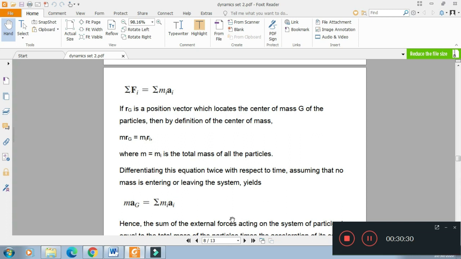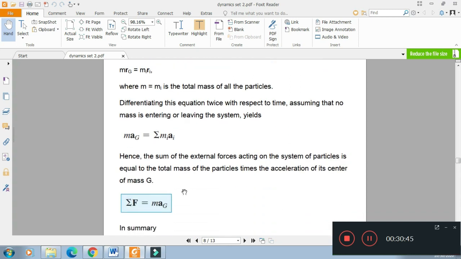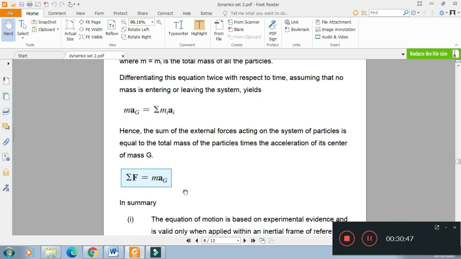In a similar manner, we can write mAg equal to summation mi ai. So we can write the equation of motion in terms of the acceleration of the center of mass. So summation F equal to mAg.